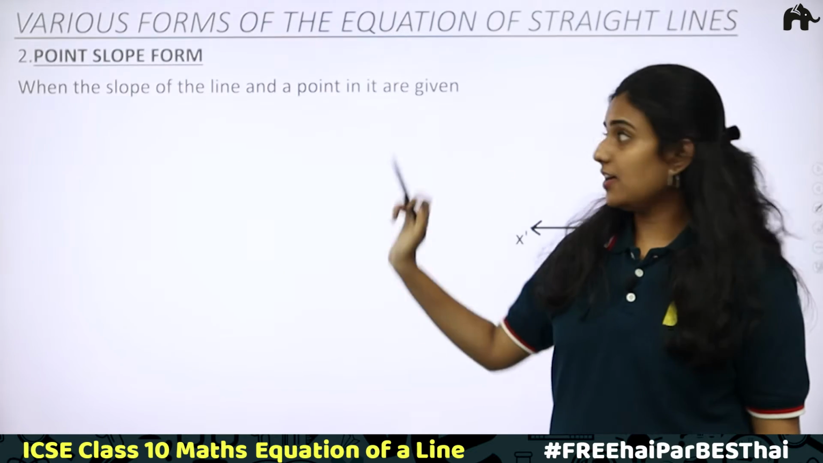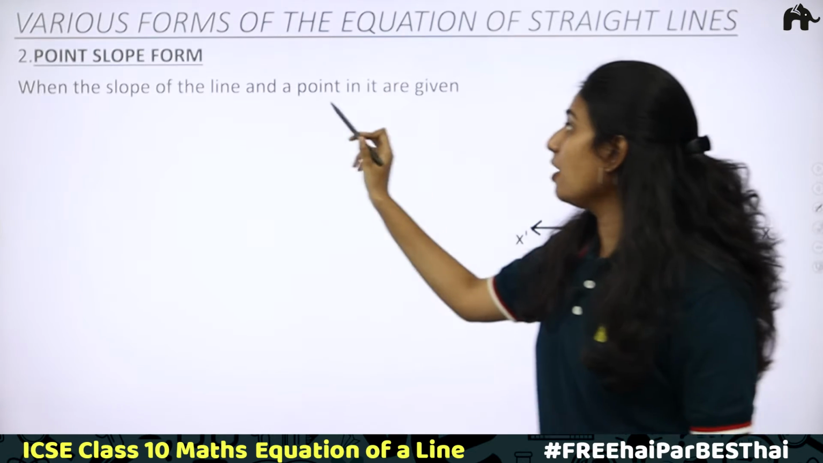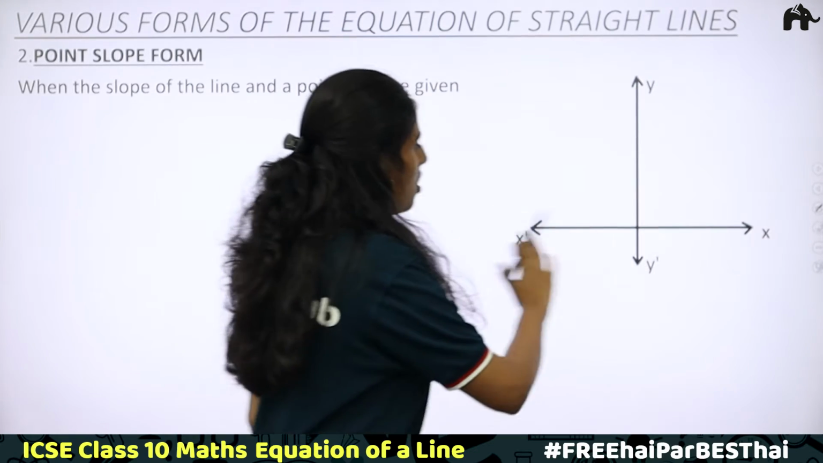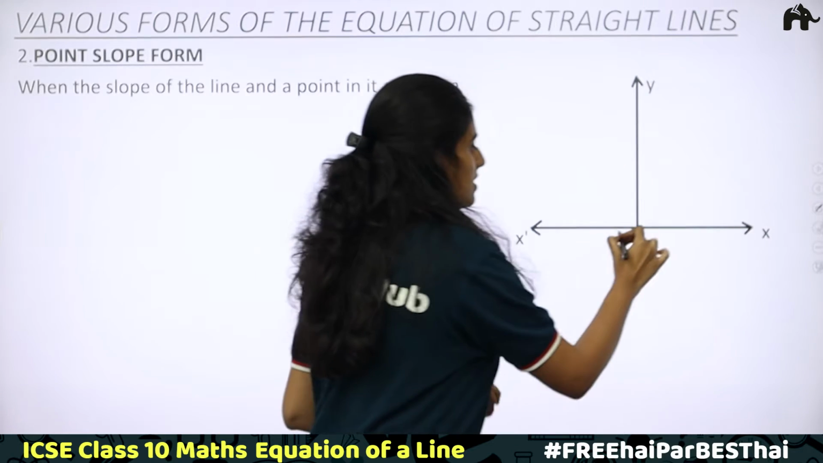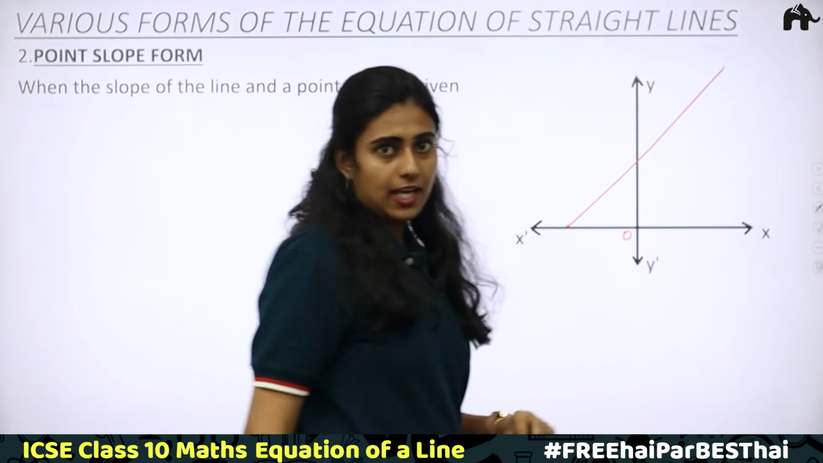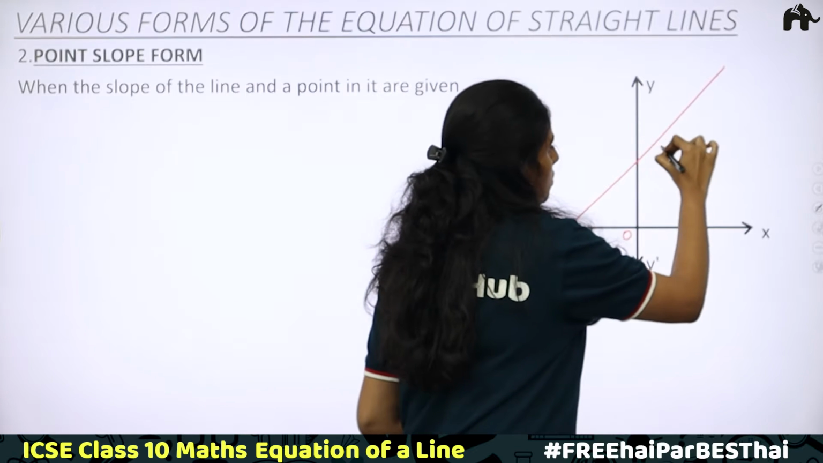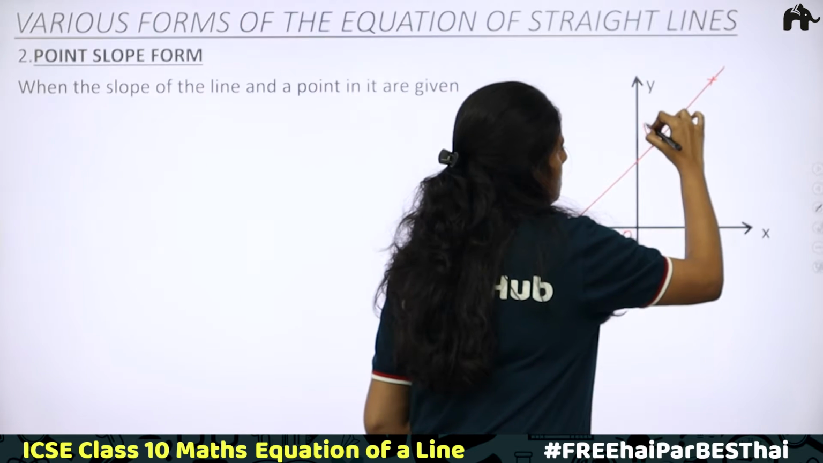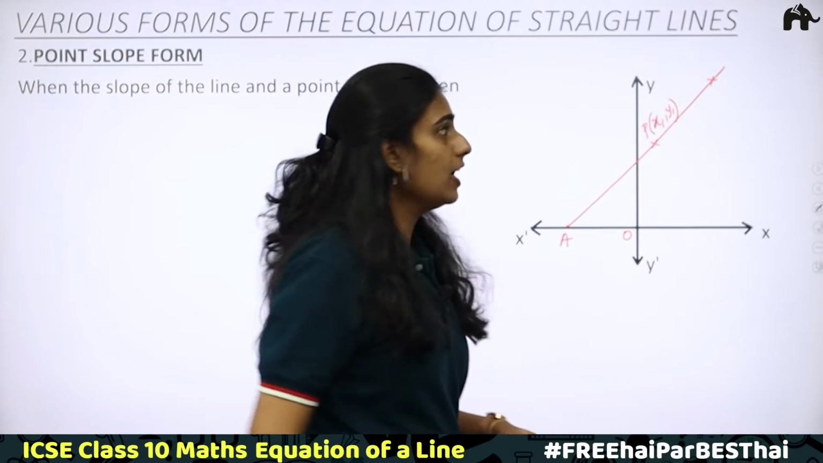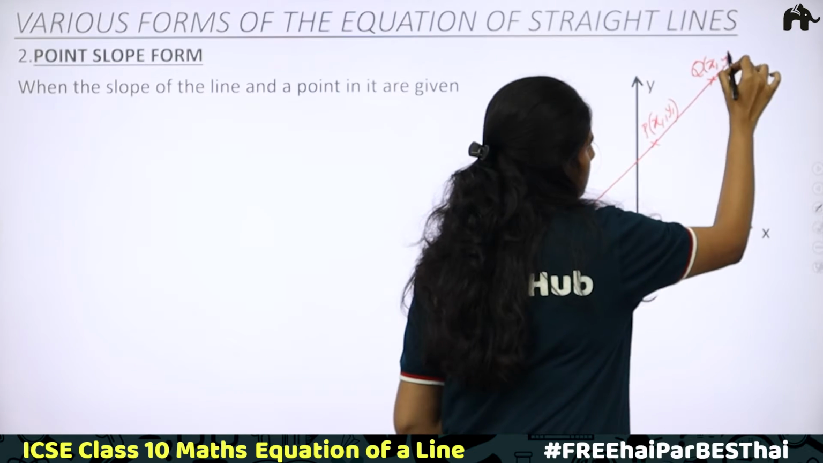A point will be given and the slope is not. In that case, we can use the point slope form when the slope of the line and a point in it are given. So here again we have the coordinate axis, x-axis and y-axis. This is our origin. I am considering a line. This is my line. Here I am having point A. Now considering 2 points. So this point P of coordinate x1, y1 is given. We'll take some general point Q of coordinates x, y.